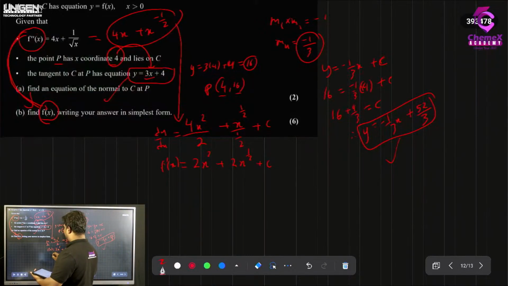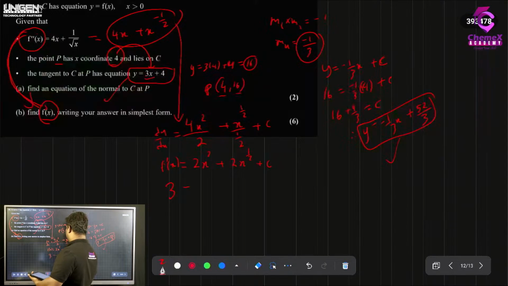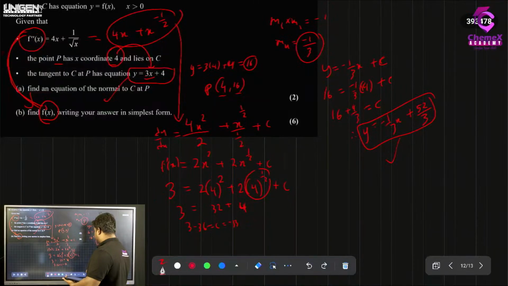So f dash is the gradient. We found the gradient, the tangent gradient is 3. So I'll take 3. 3 equals, x is 4, 2 times 4 squared plus 2 times 4 to the power half plus c. So this is going to be 2 into 4, 2, 4. 4 plus 32 equals 3. 4 plus 32 is going to be 36. 3 minus 36 equals c. Therefore c equals what? Minus 33. So you can write f dash x is equal to what?